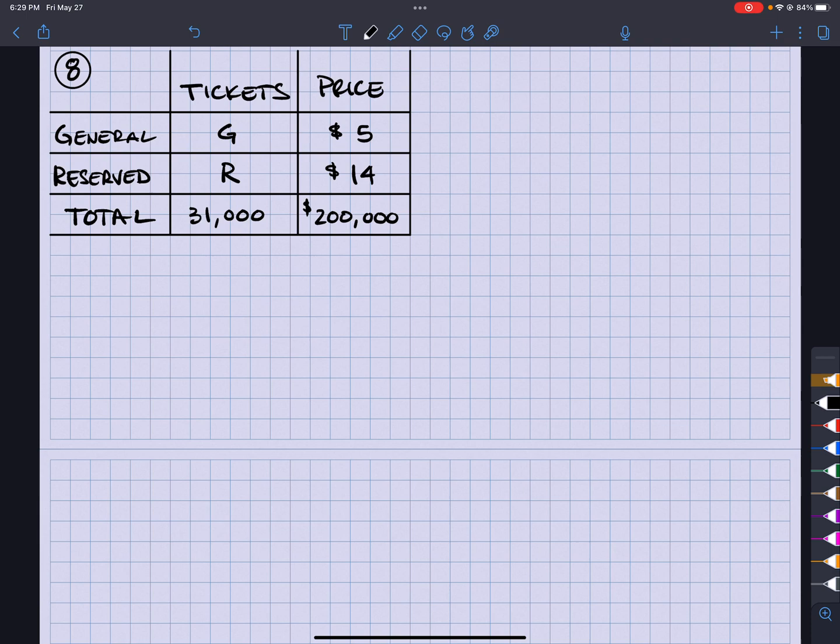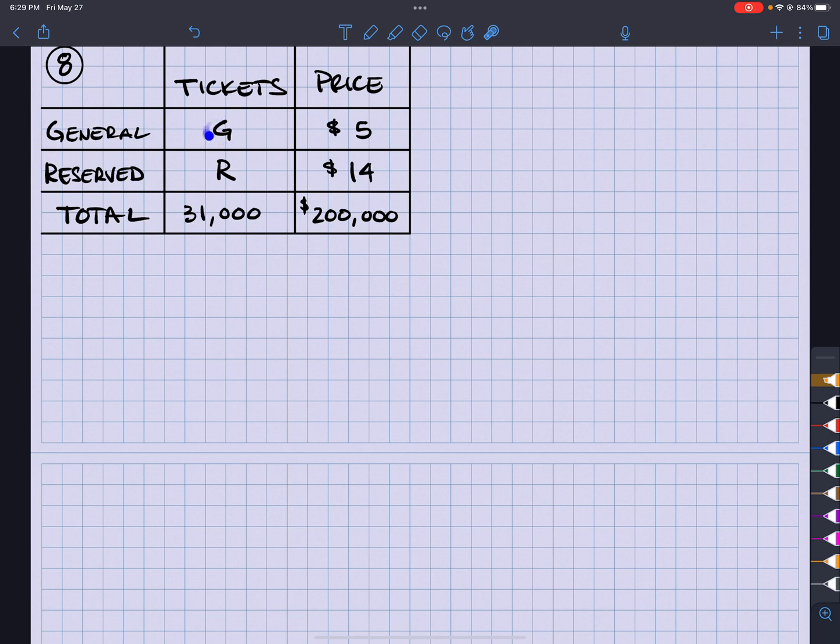In order to do that, I made a table, and based on what I read, I put those in there. What I'm going to do is call G the number of general admission tickets, while R is the number of reserve tickets.